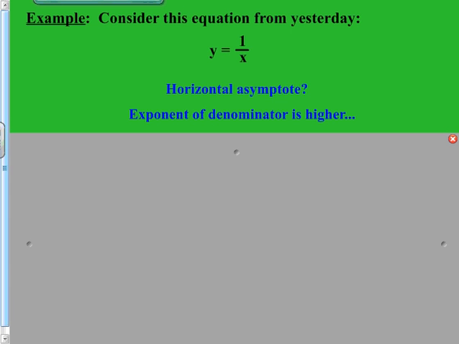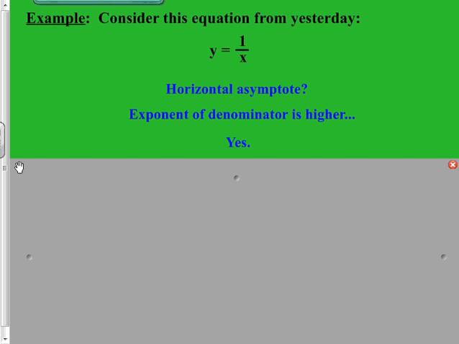Now remember that the horizontal asymptote occurs by comparing the highest power of the numerator to the highest power of the denominator. Well, the highest power of the numerator is 0. We have an x to the 0 term, which is a constant. And the denominator, we have an x to the first term. So the denominator's power is higher than the numerator's. So what does that mean in terms of a horizontal asymptote? It means that, yes, there is a horizontal asymptote. Remember that the only condition where there will not be a horizontal asymptote is if the highest power of the numerator is higher than the highest power of the denominator.